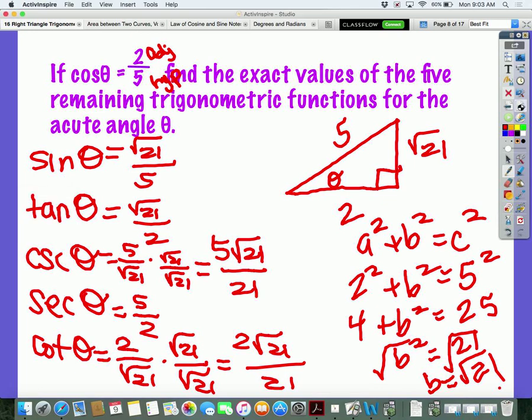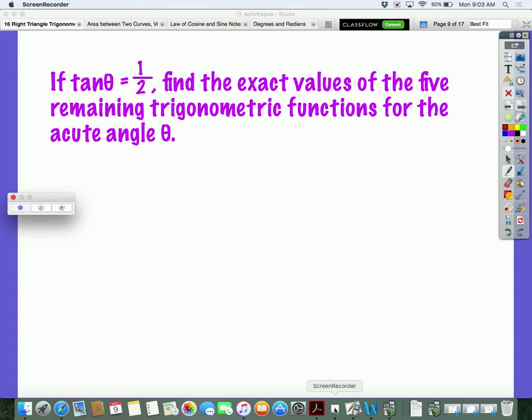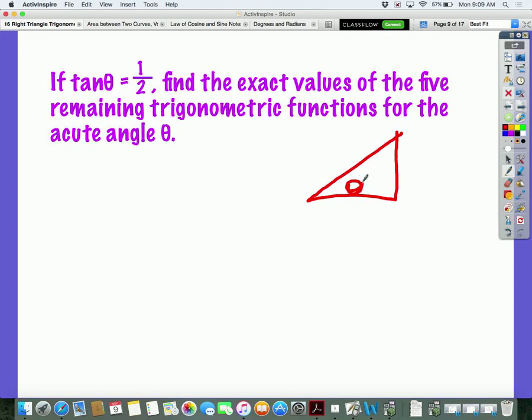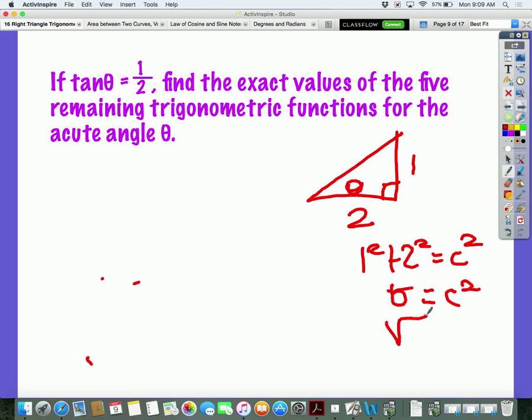You're going to try this one on your own. So this time tangent of theta equals 1/2. You're finding the remaining 5 trig functions. So what does the 1 represent? 1 represents the opposite, and 2 represents the adjacent. So to find my hypotenuse, I needed to do the Pythagorean theorem. So 1 squared plus 2 squared equals c squared. I was looking for my hypotenuse. So 5 equals c squared. So square root of 5 was my hypotenuse, yes?